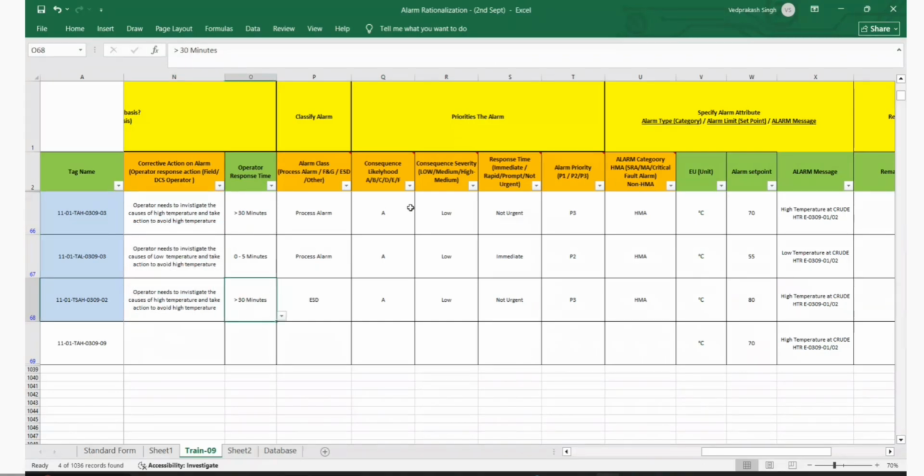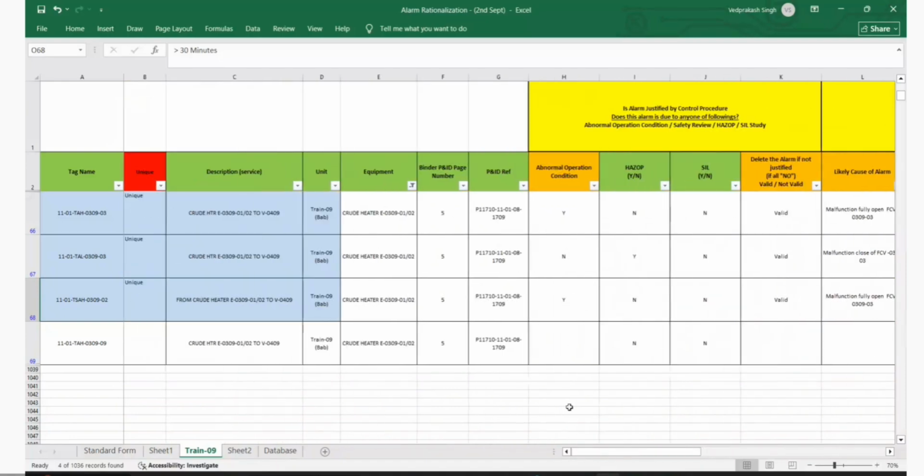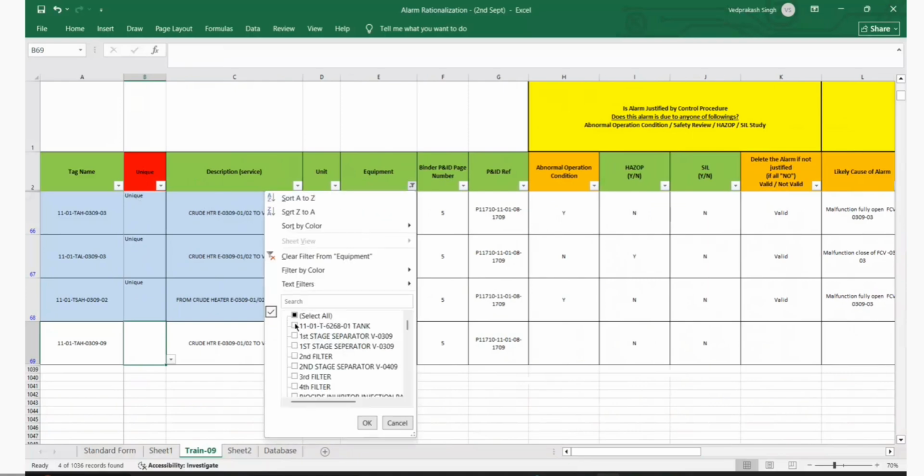Okay, guys. So this is the crude we have seen. Now we are going for the second stage separator, right? Yeah. There's another TAH, but that is typical to the first TAH 030903. Yeah, this is typical. So we are not saying. Yes, we'll follow the same philosophy, so that second stage separator, correct? Yeah.